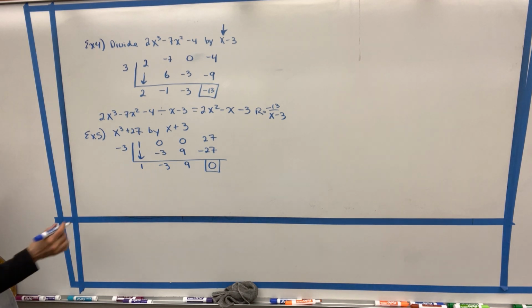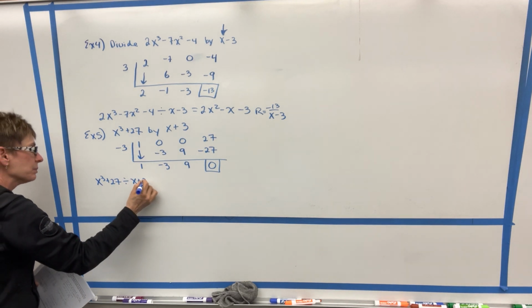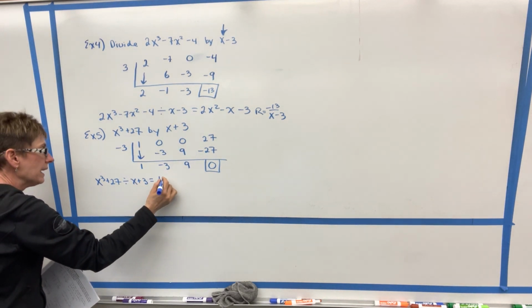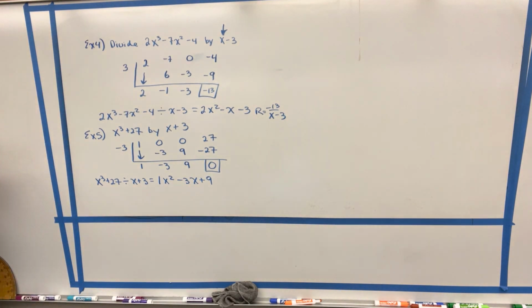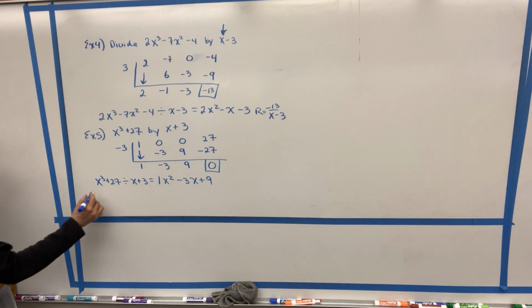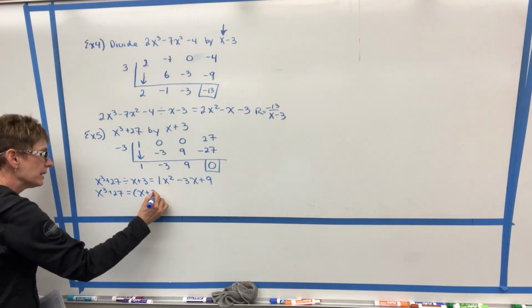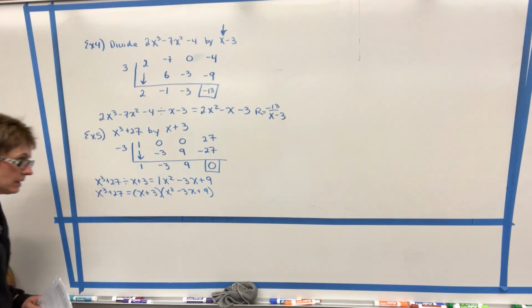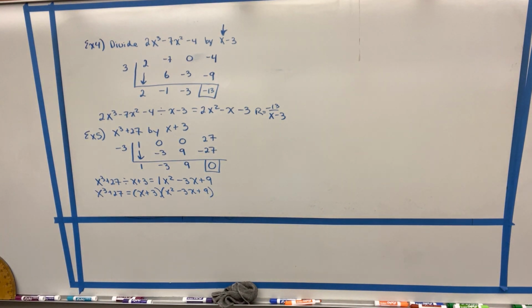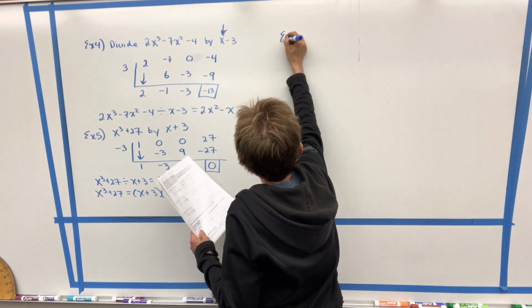So what did I learn here? I learned that x cubed plus 27 divided by x plus 3 equals 1x squared minus 3x plus 9. Or I can think of it as x cubed plus 27 equals x plus 3 times x squared minus 3x plus 9. So I think you can see where we're heading with this. Learning how to do division helps us also to learn how to factor. Okay, I have one more example, example number 6.